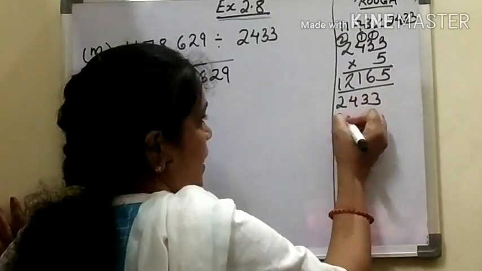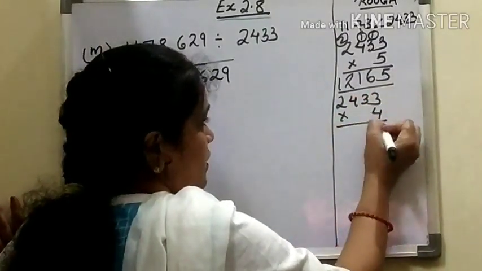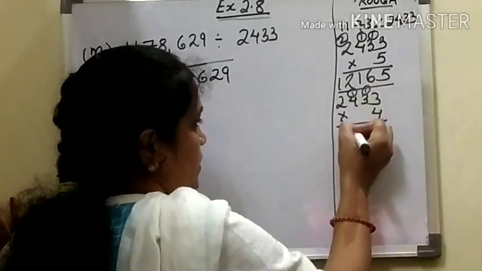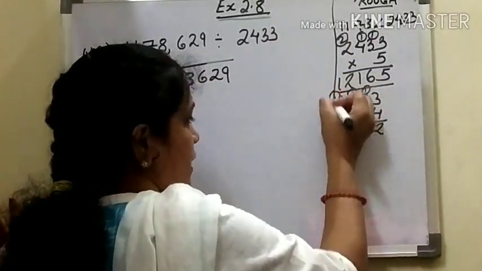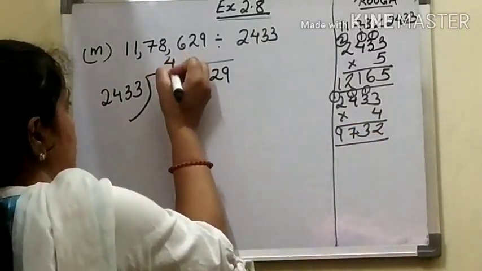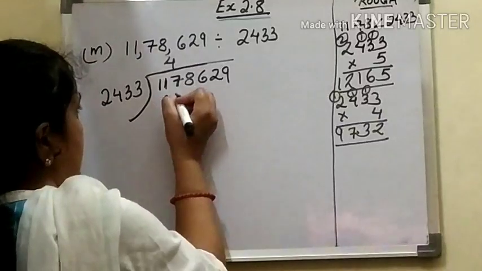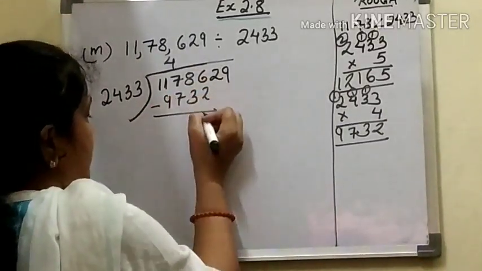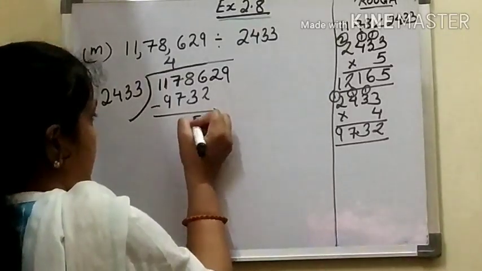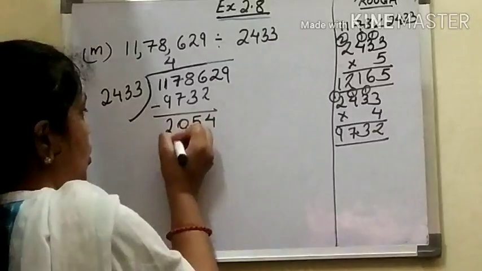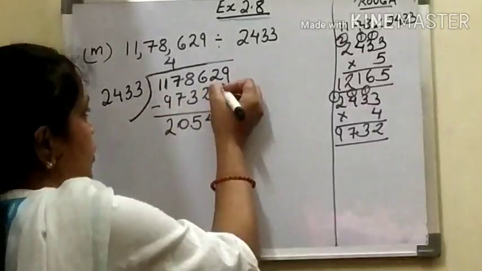2433 multiplied by 4. 4 3s are 12, 4 3s are 12 plus 1, 13. 4 4s are 16 plus 1, 17. 4 2s are 8, 8 plus 1, 9. So we got 9732. So do by 4, 9732. Now what do we get? 6 minus 2, 4. 8 minus 3, 5. 7 minus 7, 0. 11 minus 9, 2. We got 205. Now what are we going to do?